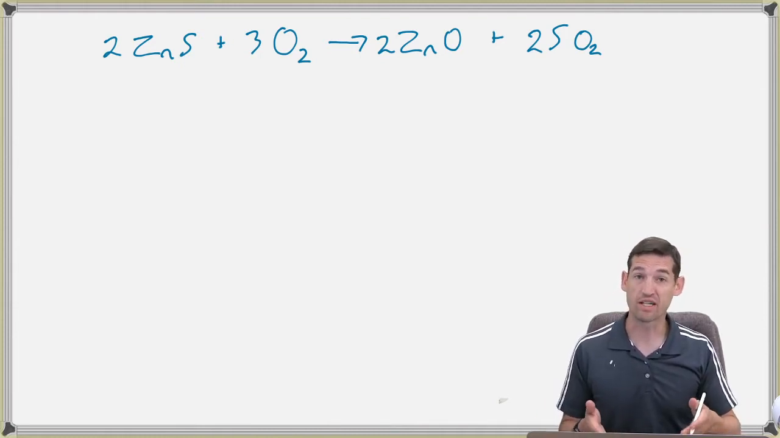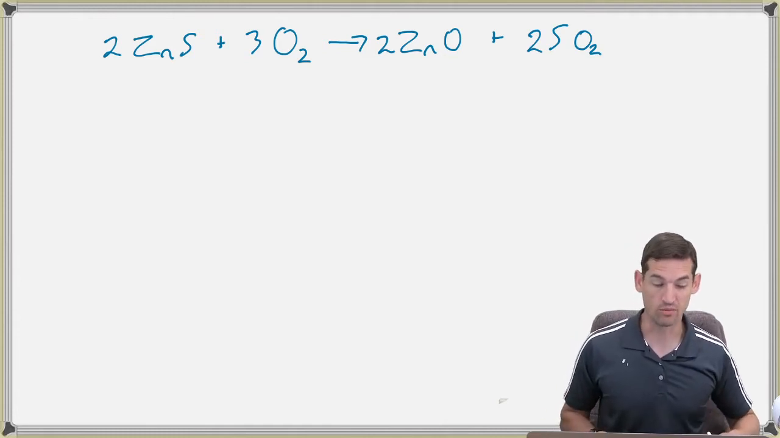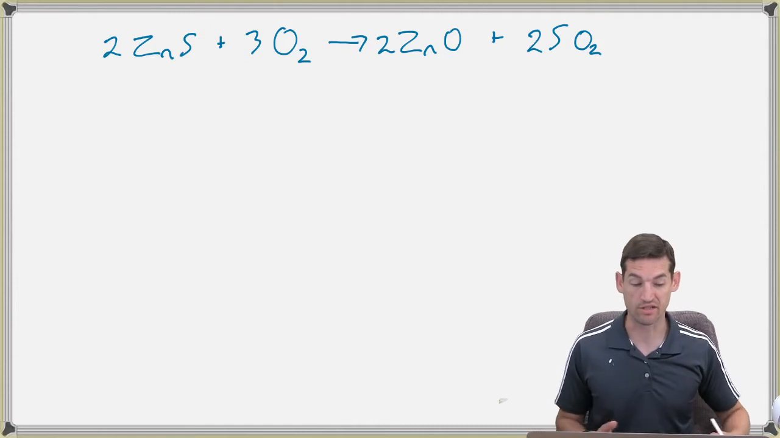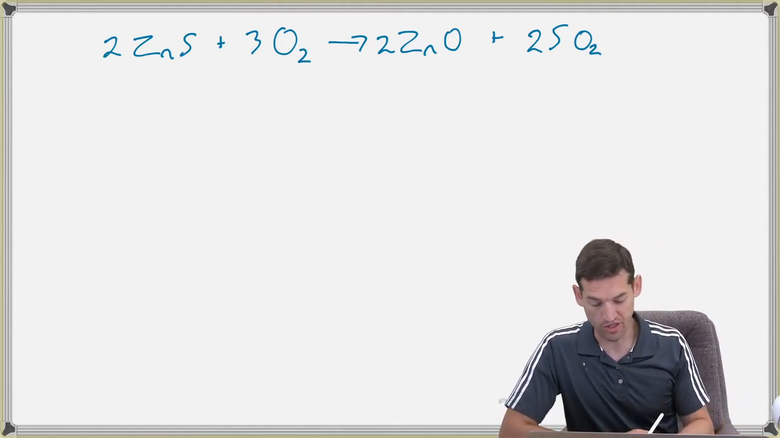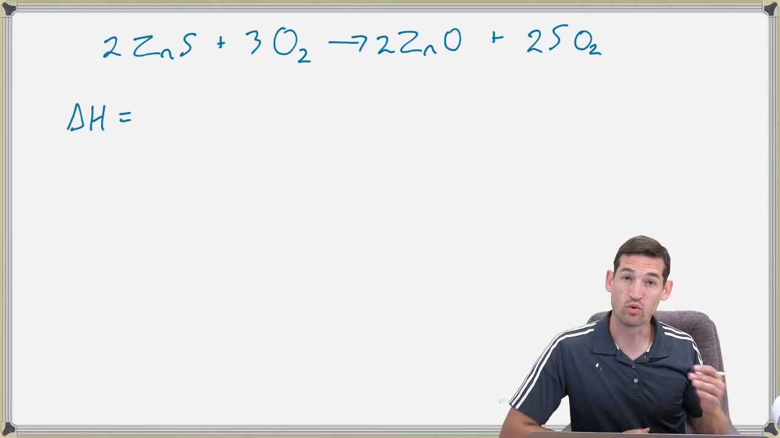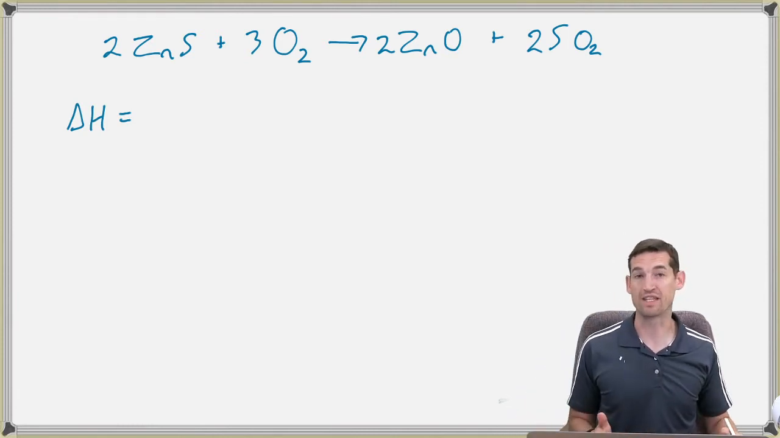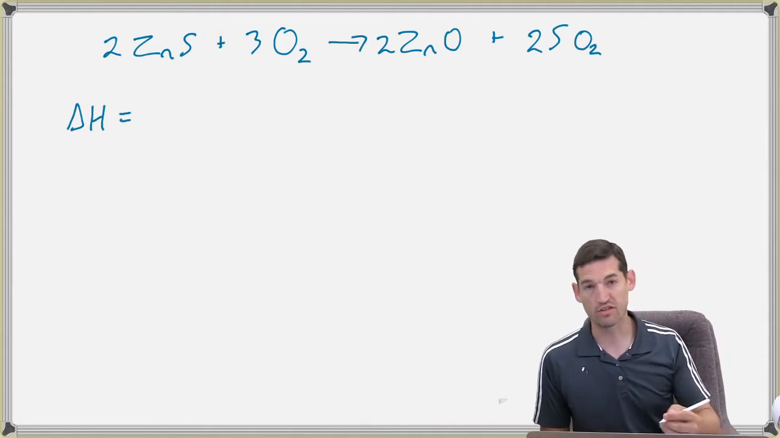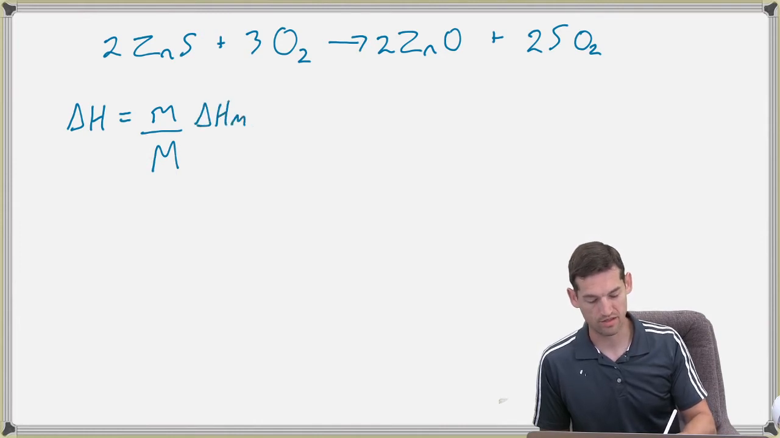And since they gave me a chemical reaction, I know it's a chemical change. So what I'm looking for here is delta H. And since they don't mention a temperature change, I'm only looking for delta H. Now, whether I use n or mass over molar mass, if we look at the question, it tells me I have 50 kilograms. So instead of n, I'm going to use mass over molar mass delta Hm.